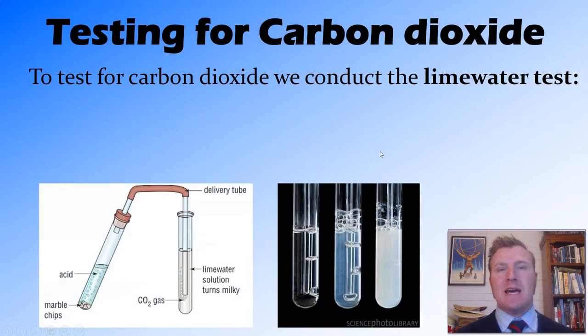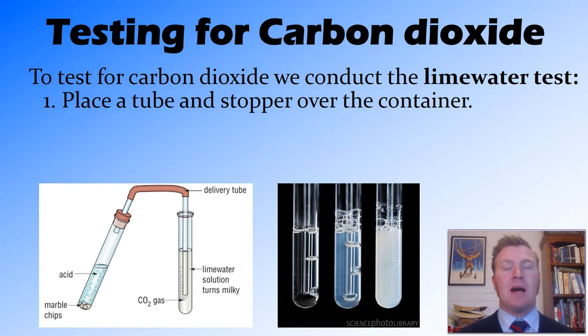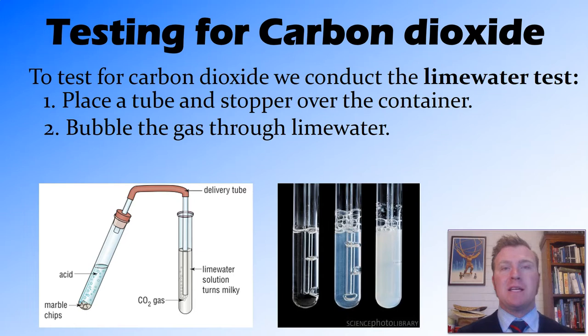Now the way that we can test for this gas that's produced is by using the lime water test. How we do the lime water test is we have a delivery tube put onto the vessel that we're doing it in, whether it's a flask or a test tube. So there's a stopper over the container with that delivery tube, and then we place the other end of the delivery tube into some lime water, and as that gas is produced, it bubbles through the lime water.